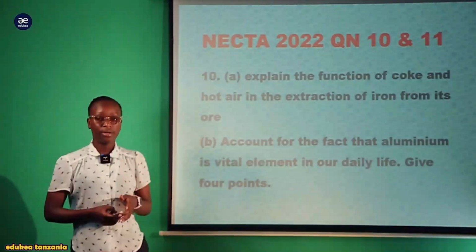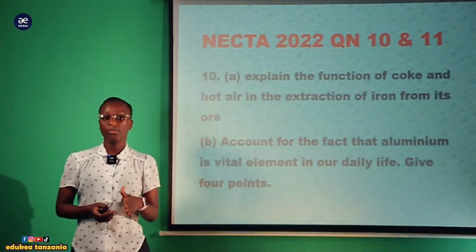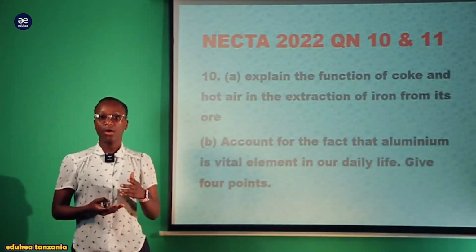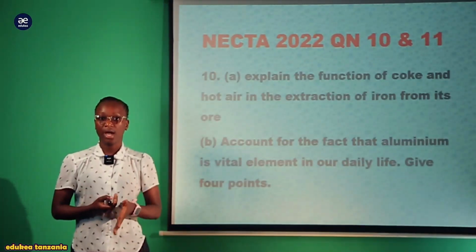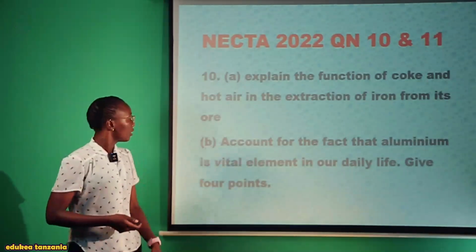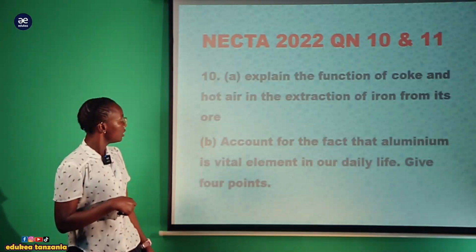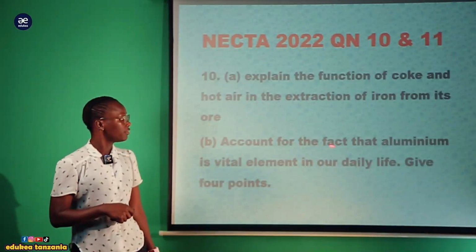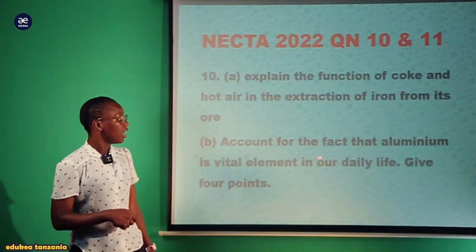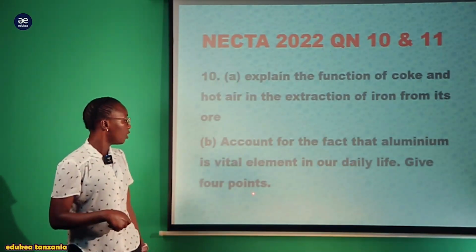But also kama wewe ni mwanafunzi wa Form 3, Form 2 au Form 1 na unasikiliza hizi solving, I hope utakutana na maswali ambayo ni ya level yako. So don't give up, keep following and keep watching. But part B of the question says: account for the fact that aluminium is a vital element in our daily life. Give 4 points.